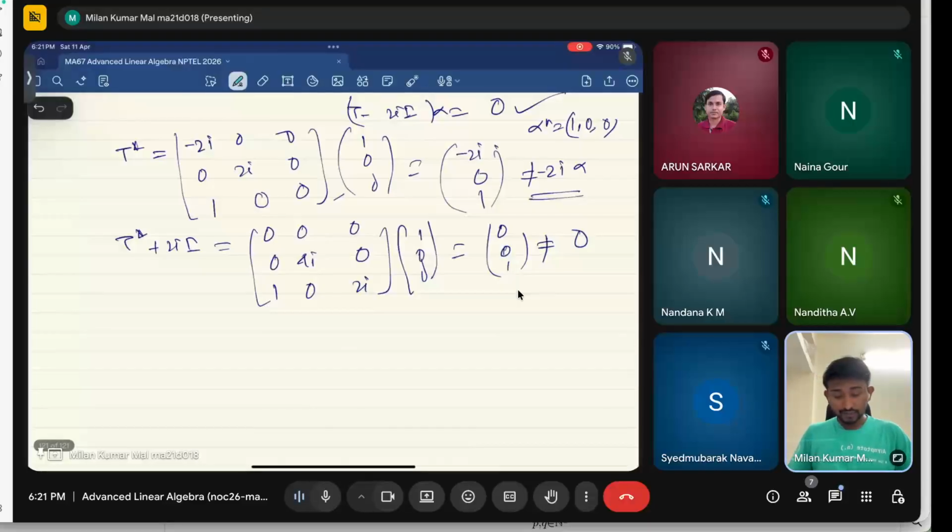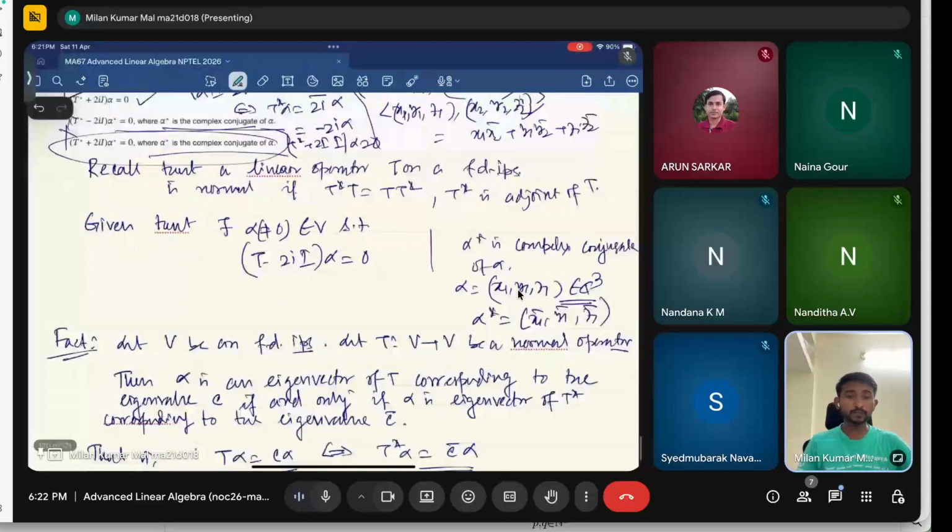So is it clear? For the first two, this is following from this theorem: for a finite dimensional inner product space, if T is a normal operator, and alpha is an eigenvector corresponding to an eigenvalue c for the linear operator T, then alpha will again be the eigenvector corresponding to the operator T star, for the eigenvalue c bar. With this, the first two options will be clear.